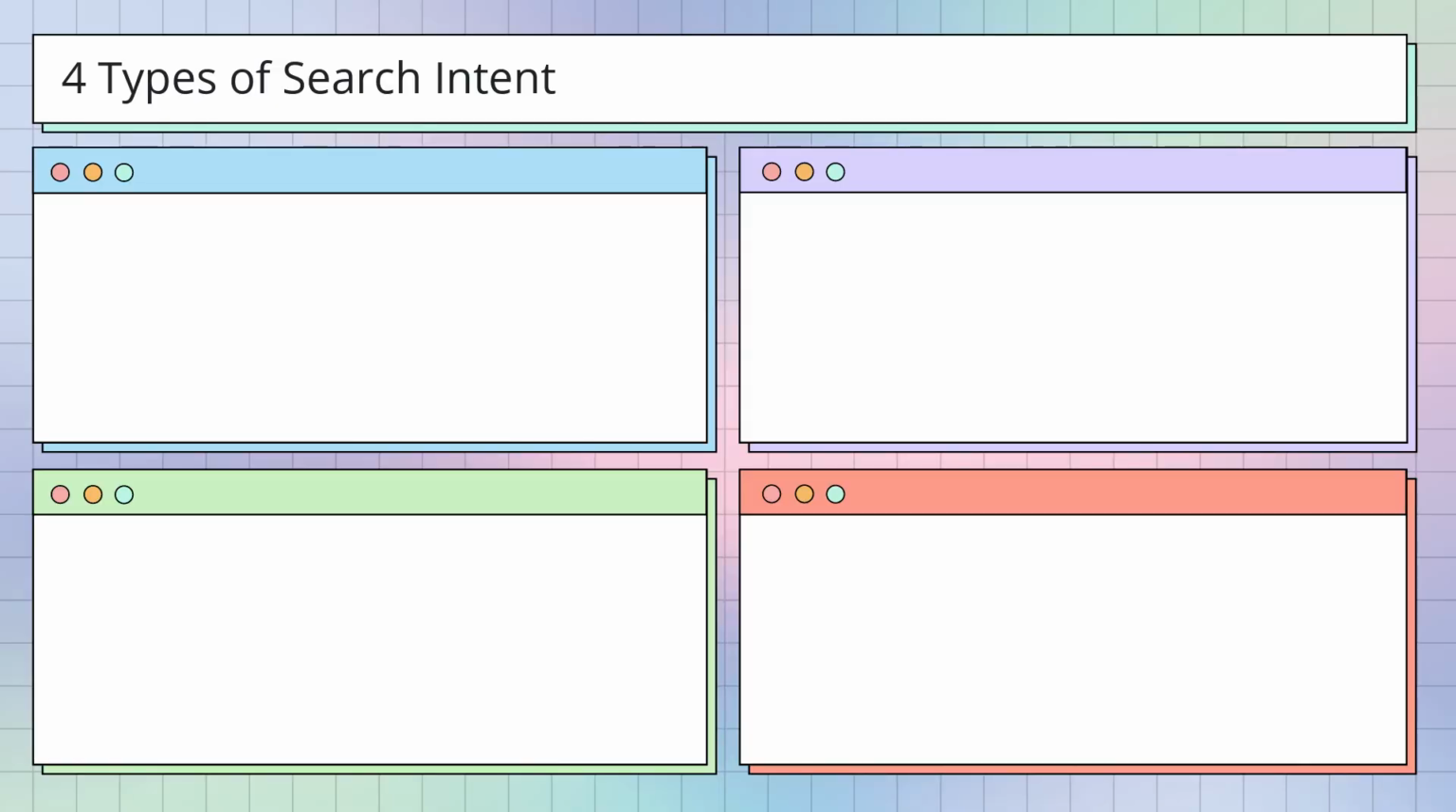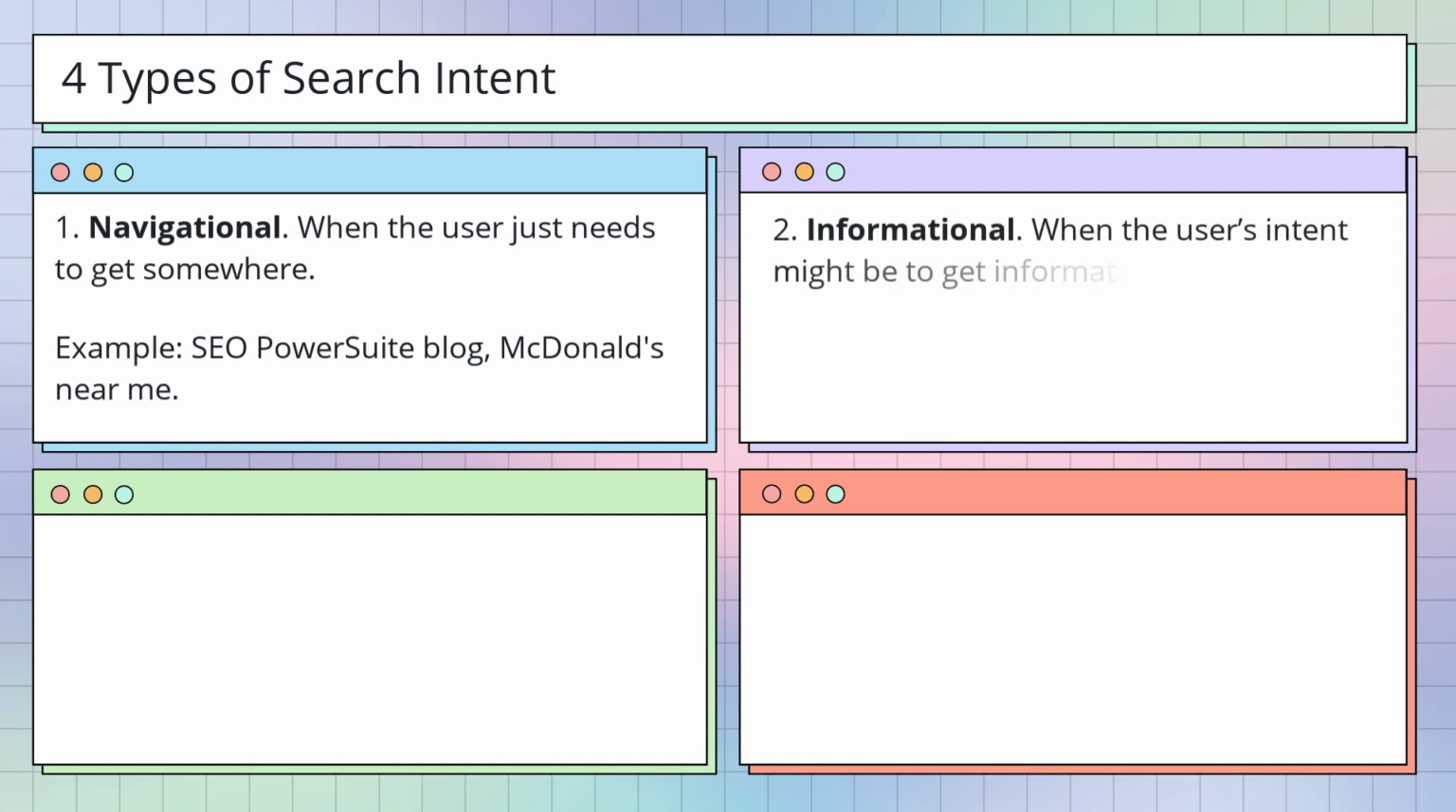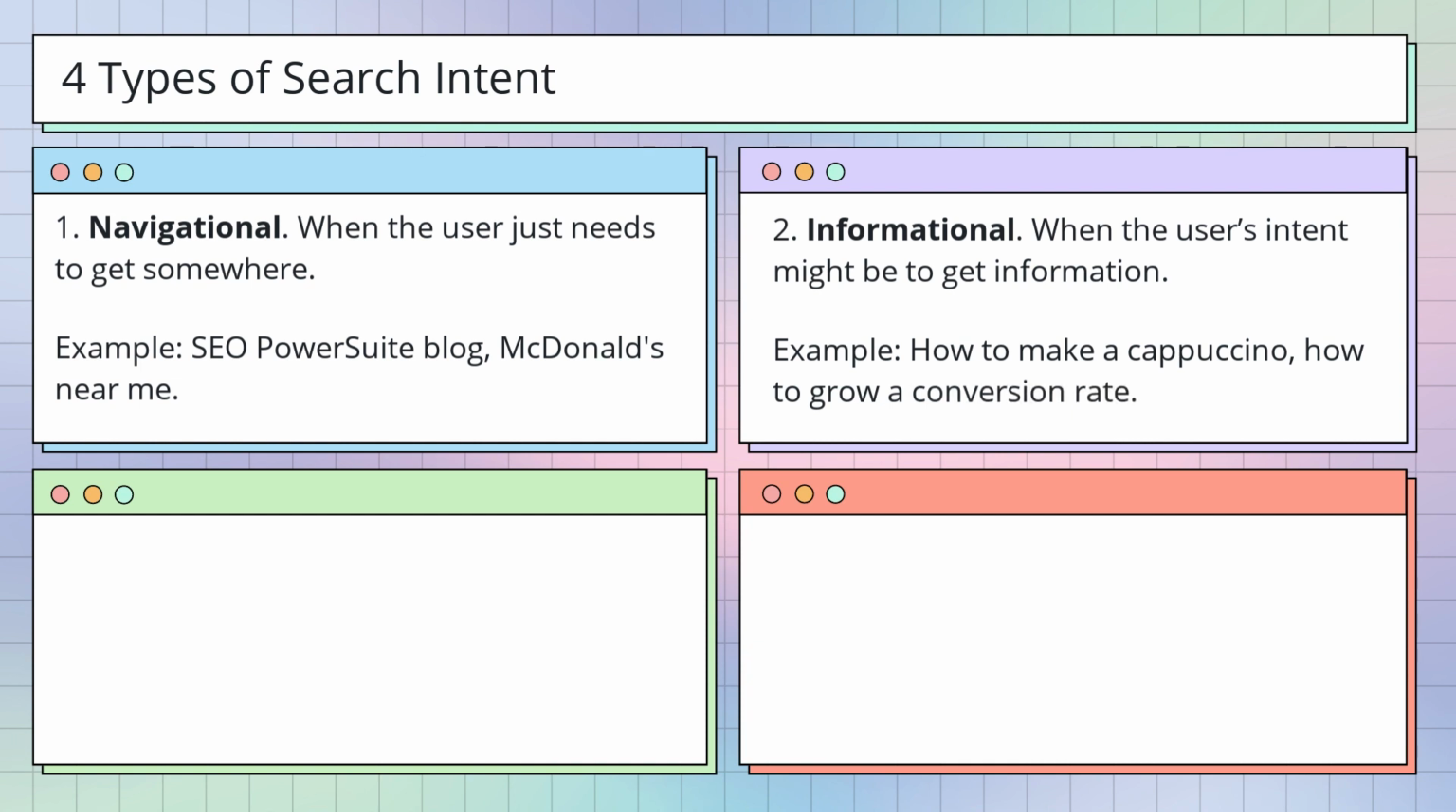There are 4 basic search intent categories. Navigational, when the user just needs to get somewhere, both online and in real life. For example, I can look for the SEO PowerSuite blog or McDonald's near me. Both queries have a navigational intent. Informational, when the user's intent might be to get information, find something out. How to make a cappuccino, how to grow a conversion rate. These queries have an informational intent.